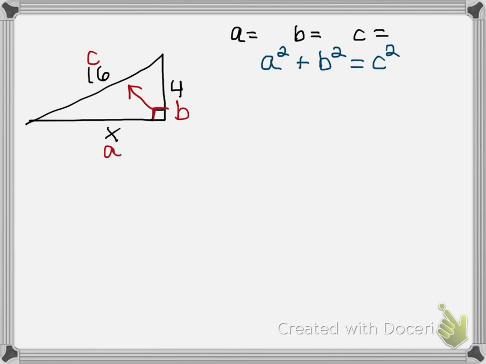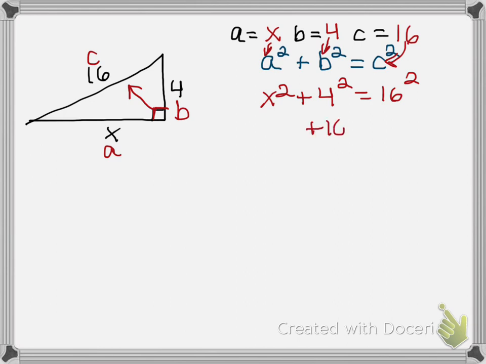So my A is X, my B is 4, and my C is 16. I'm going to plug in these for A, B, and C in the Pythagorean Theorem formula. And that will give me X squared plus 4 squared equals 16 squared. Now, I'm going to evaluate the values that I can. 4 squared equals 16, but I'll just bring down my X squared. And then 16 squared equals 256.